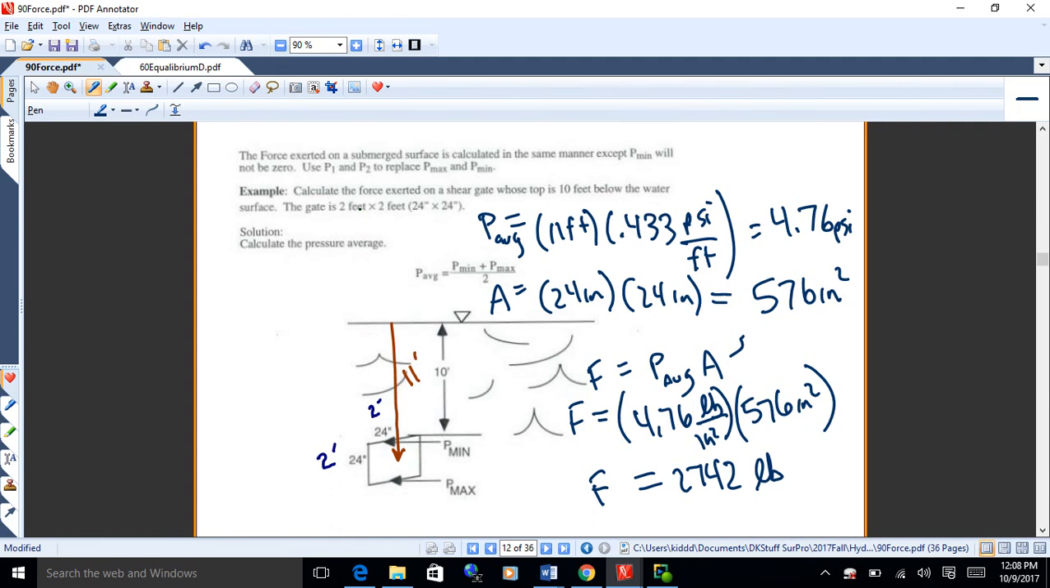Then multiply that by the area of the window. Be sure you got the area of the window in square inches. And multiply them together. And what you'll come up with then is the force on the window.